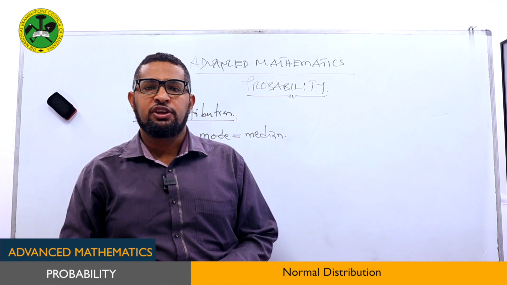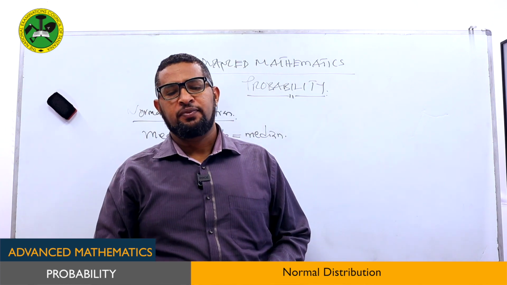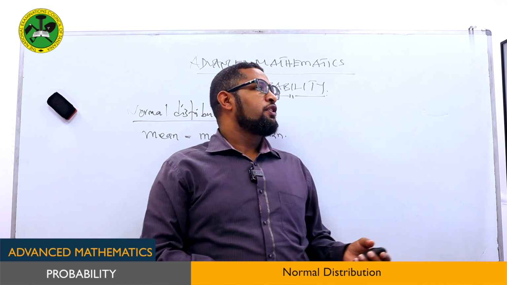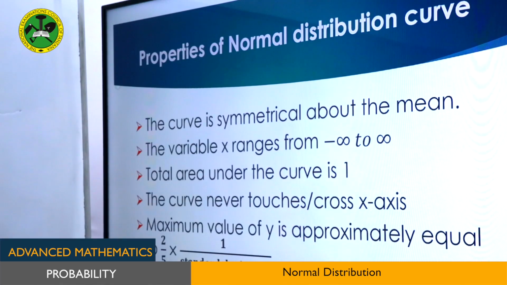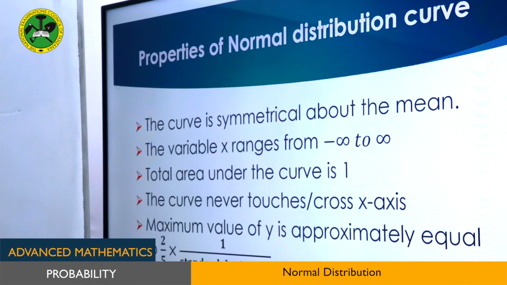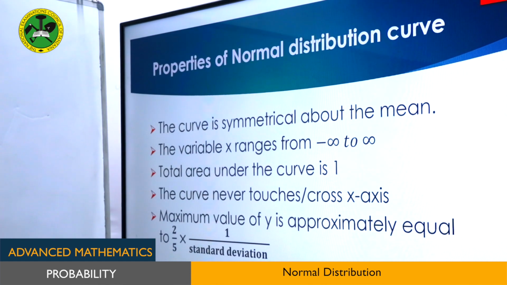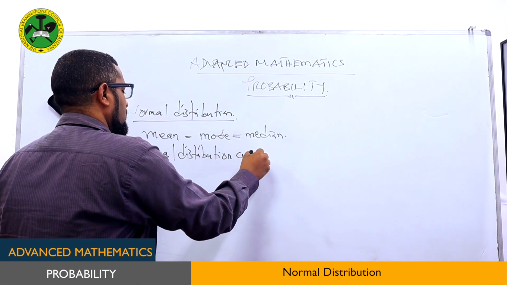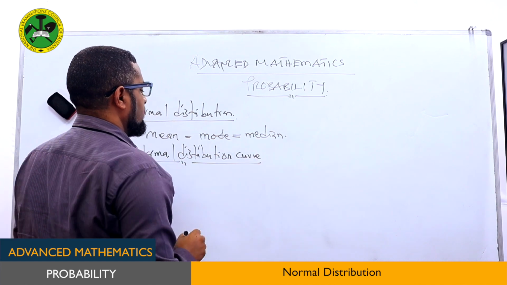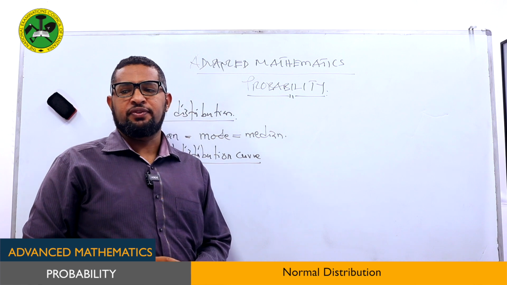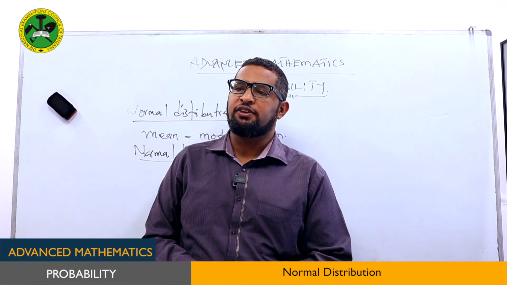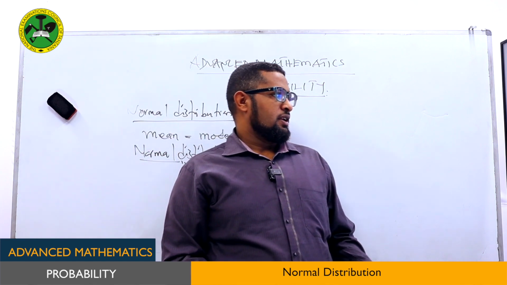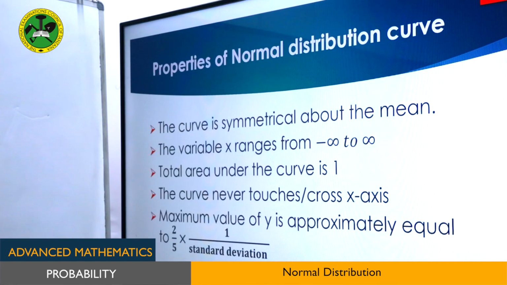But apart from normal distribution, I'm sure you have gone through it in normal classes. Here we're just making revision. We have the so-called normal distribution curve. When we say normal distribution curve, it's the curve having the following properties. The curve is symmetrical about the mean. That is property number one of the normal distribution curve.